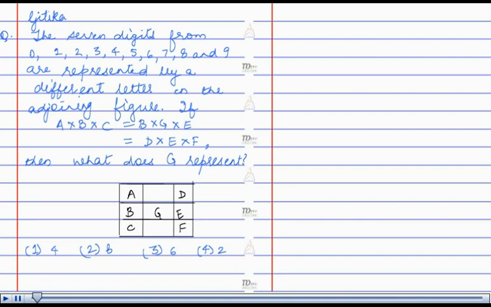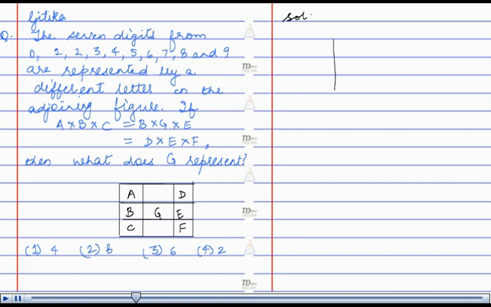Hello, I am Gitika. The question is, the digits from 0, 1, 2, 3, 4, 5, 6, 7, 8 and 9 are represented by a different letter in the adjoining figure. If A into B into C is equal to B into G into E is equal to D into E into F, then what does G represent? Solution.